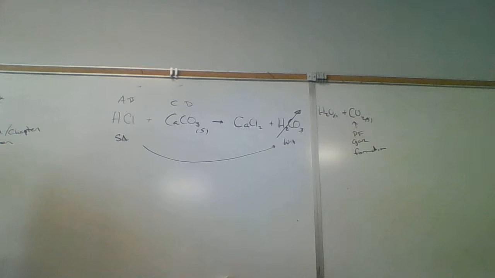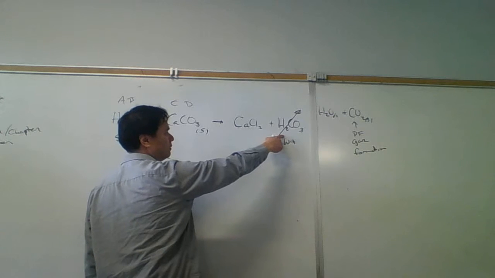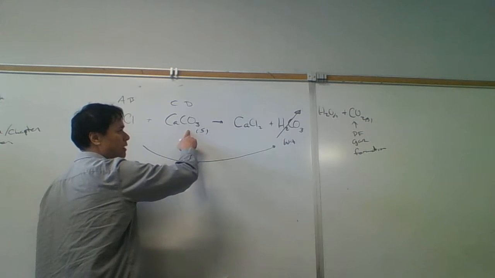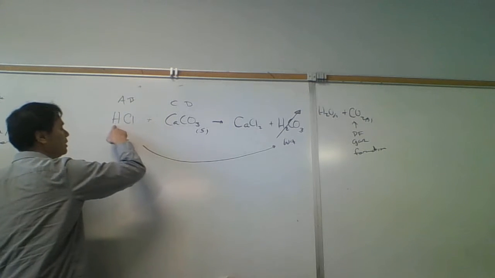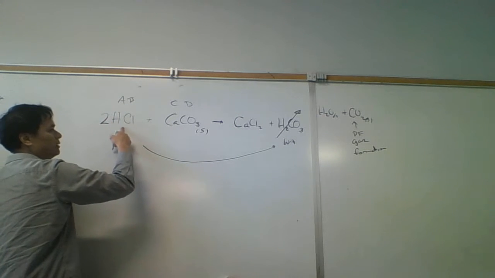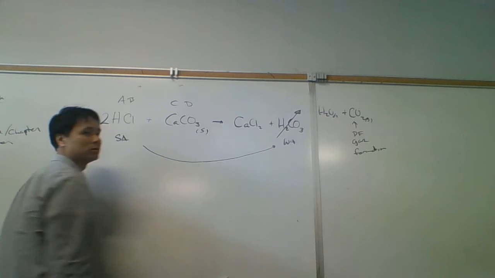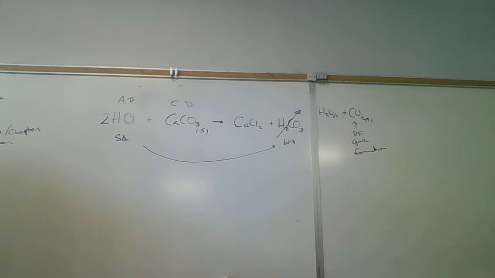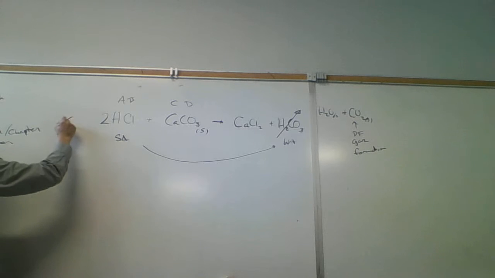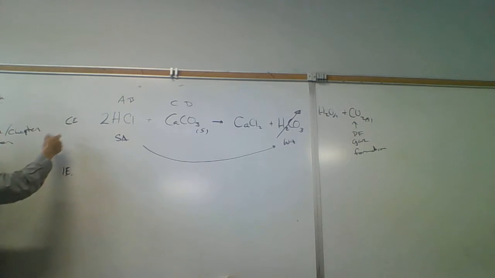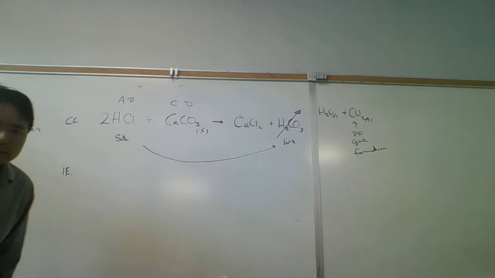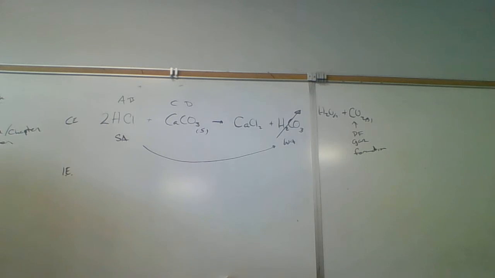Let's balance this since there's a driving force. When we balance it, I'd like to leave carbonic acid here because it's easier to balance that way. One carbonate, two hydrogens. We only have one hydrogen here, so we'll need two HCl's, and then two chlorides, and so now it's balanced. This we call the CE. Okay, let's go ahead and write the IE, the ionic equation. So we have the complete or conventional equation. We go to the ionic equation. What is it?